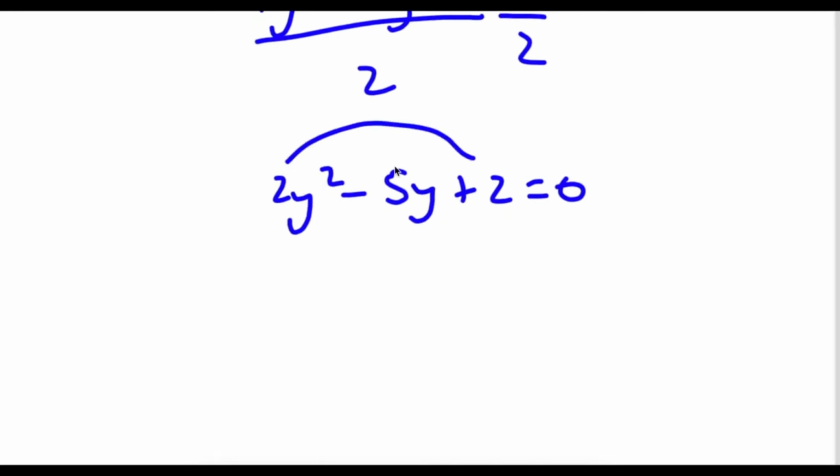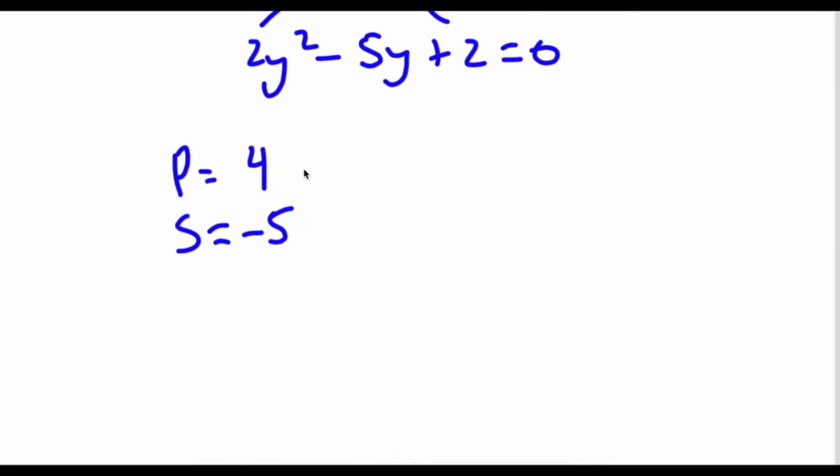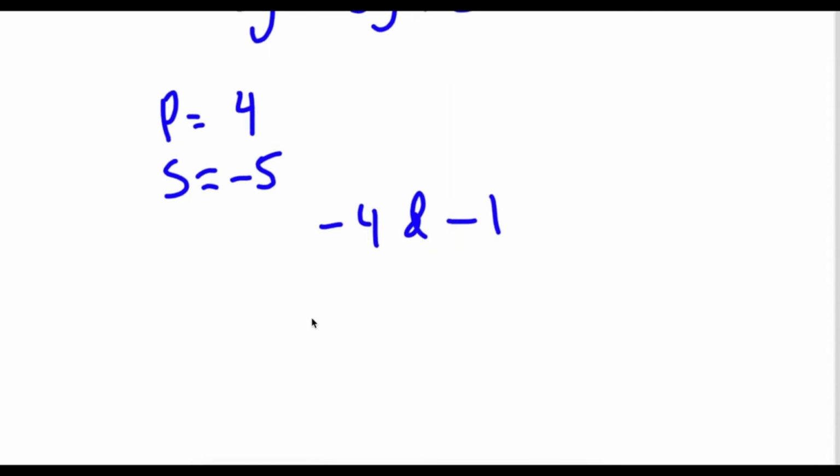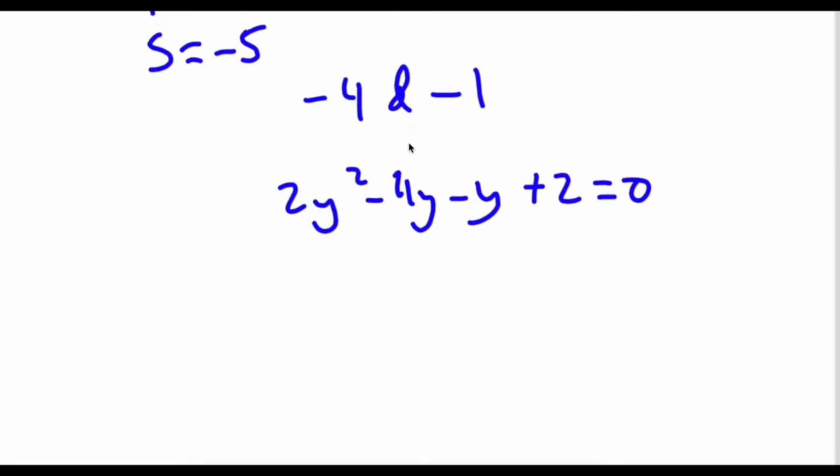Now, I have to find two numbers with a product of 2 times 2, which is 4, and a sum of negative 5. So these two numbers could be negative 4 and negative 1, because negative 4 times negative 1 is 4, and negative 4 plus negative 1 is negative 5. So negative 4 and negative 1. So now I have 2y squared minus 4y minus y plus 2 is equal to 0. Now I can factor by grouping.